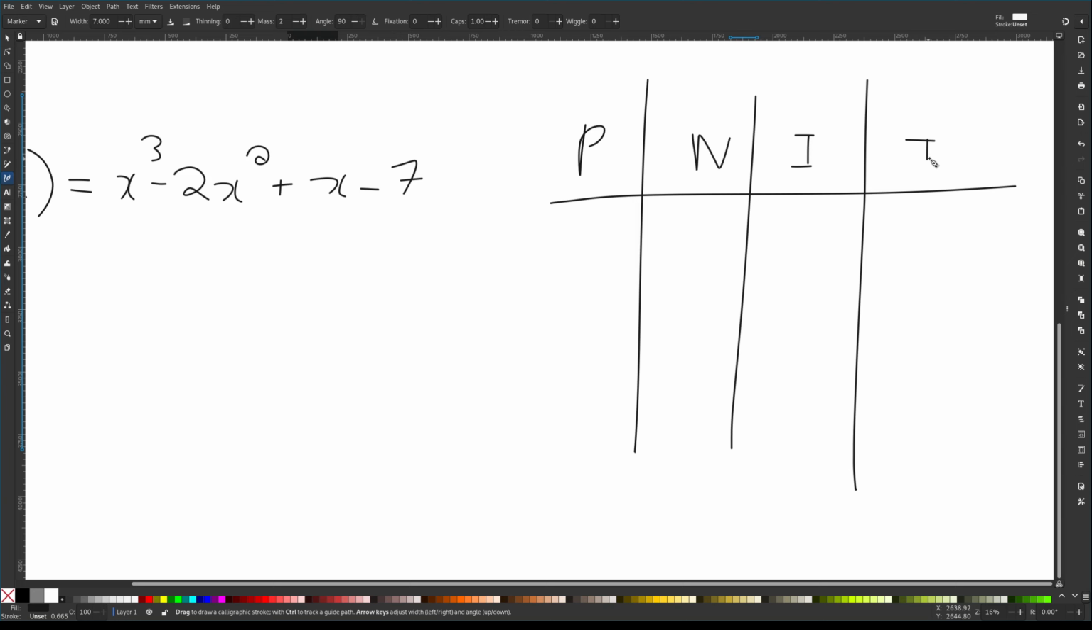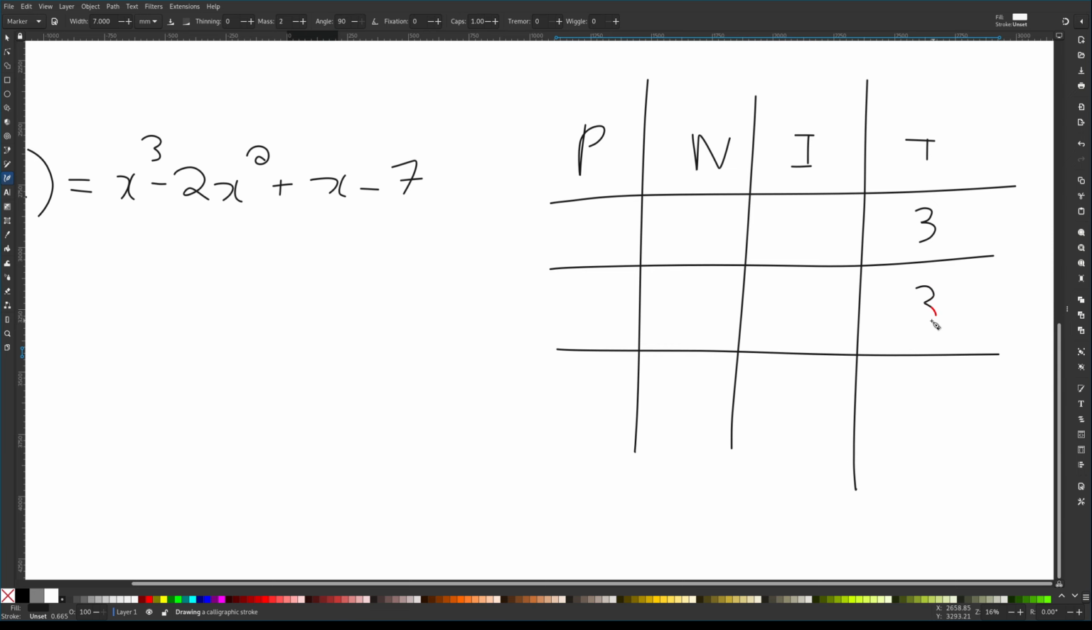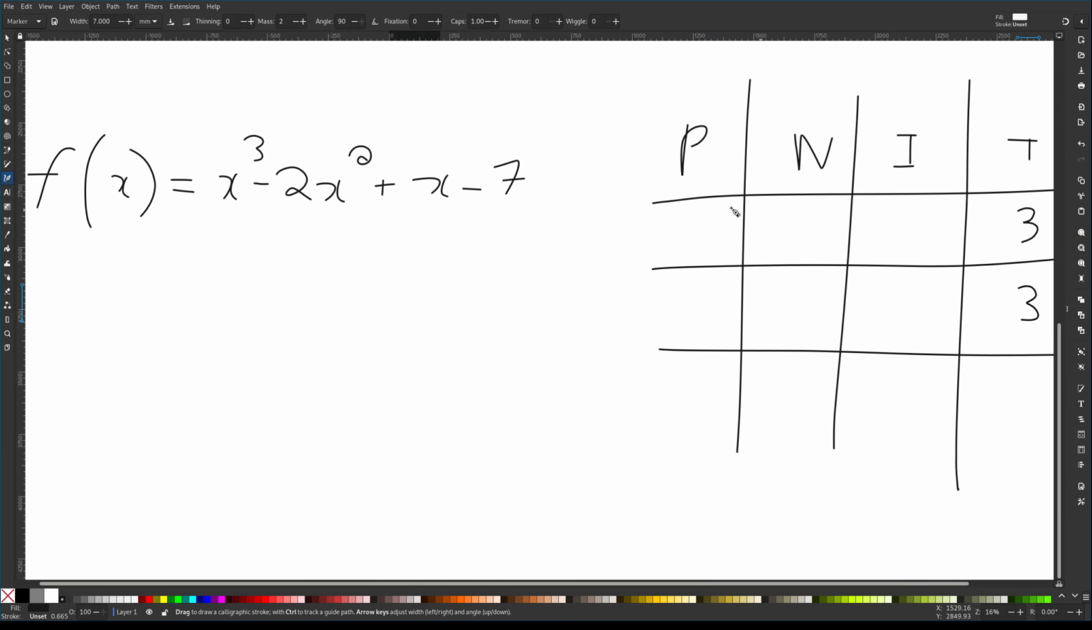Okay, right away, the total. We can find the total just by the degree. Since it's degree 3, there must be 3 total zeros. Okay, 3. And here it's multiple rows because these are the combinations of zeros, as we see later. Okay, I'm going to put 2 3s. We might need some more later.